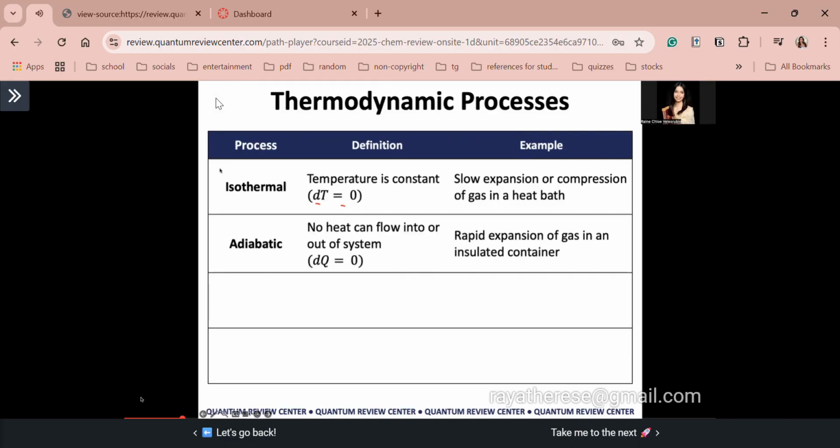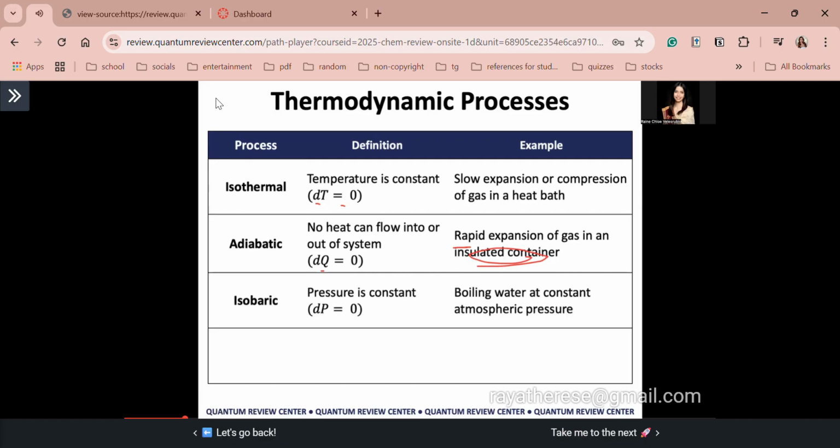Next, we have what we call adiabatic. So in adiabatic systems or adiabatic processes, no heat can flow into or out of system. So the change in Q, which is heat, is equals to 0. An example of this is the rapid expansion of gas in an insulated container. O insulated container, meaning walang lumalabas na heat to the surroundings.